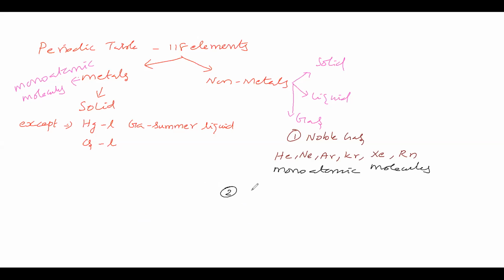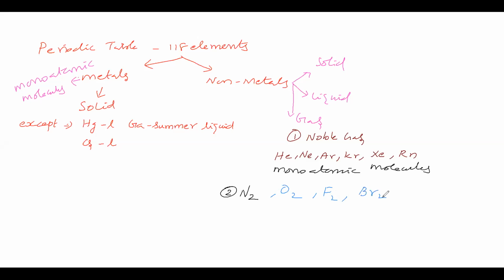Then what is the next gas? Nitrogen gas will exist as a diatomic molecule. What does that mean? Nitrogen atom formula is N, and nitrogen molecule formula is N2. So nitrogen exists as a diatomic gas. Next, oxygen exists as a diatomic gas. Fluorine exists as a diatomic gas.